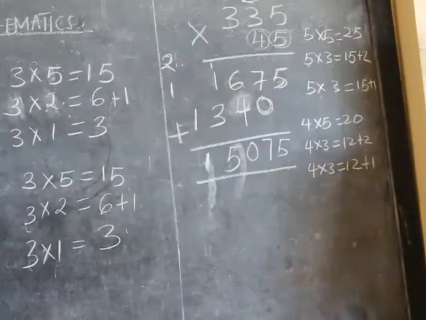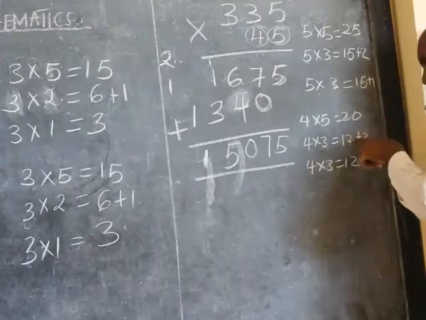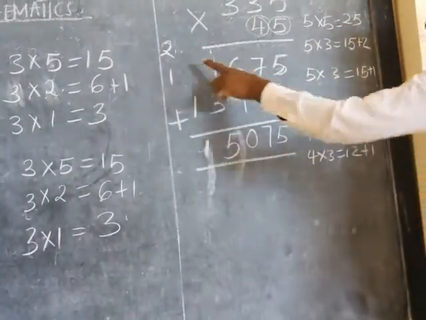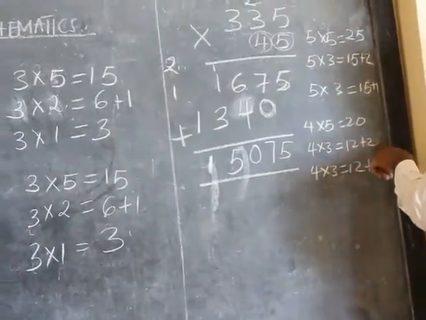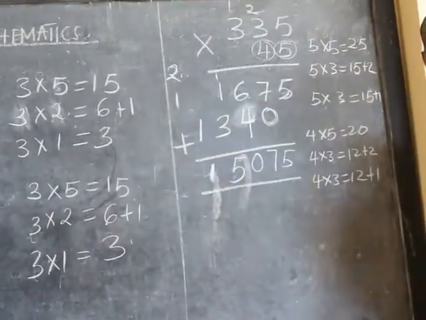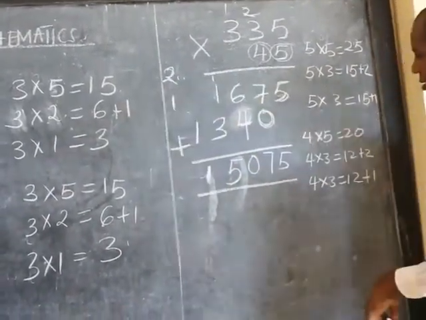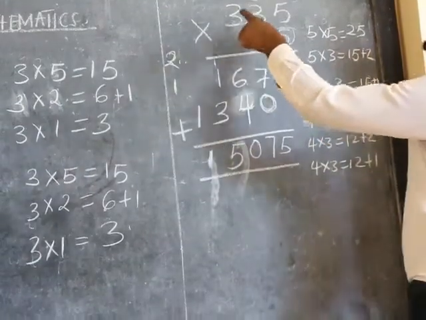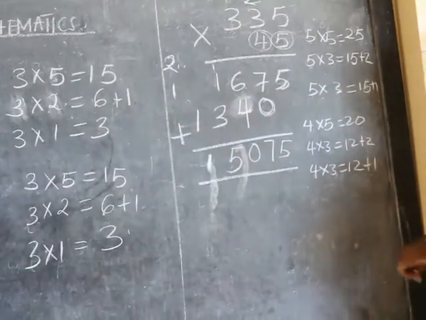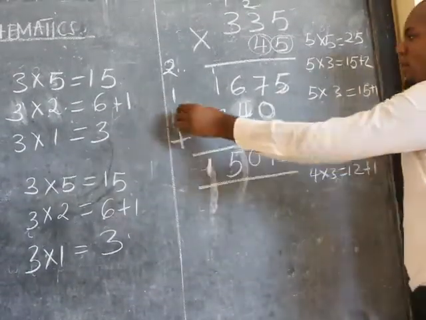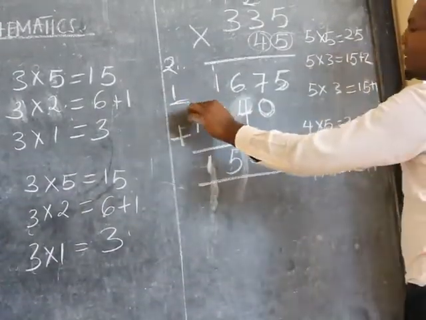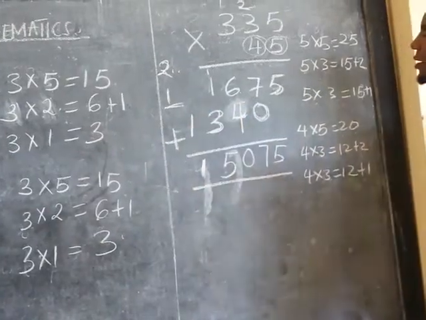4 times 3. 4 times 3 is equal to 12. Remember, we carried 2. So we are going to add 2. 12 plus 2 is equal to 14. So 14, I have to write 4. Then I carry 1 here. Then I go to the next. 4 times 3 is equal to 12. Then 12, remember I have carried what? 1 here. So I will add this 1 to 12. Then I get 13. Then I write 13 here.